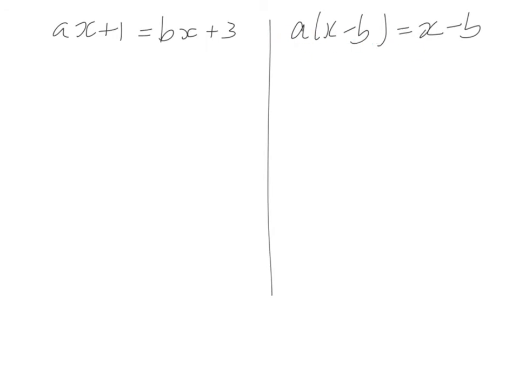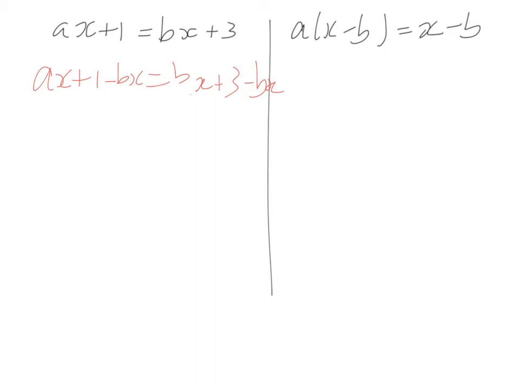Okay, so we're going to take this bx and bring it over there. It's a plus bx, so we're going to subtract it. But we'll go through that. So ax plus 1 equals bx plus 3. To remove it from the left, on the right we're going to say minus bx, and then we're going to say minus bx here.